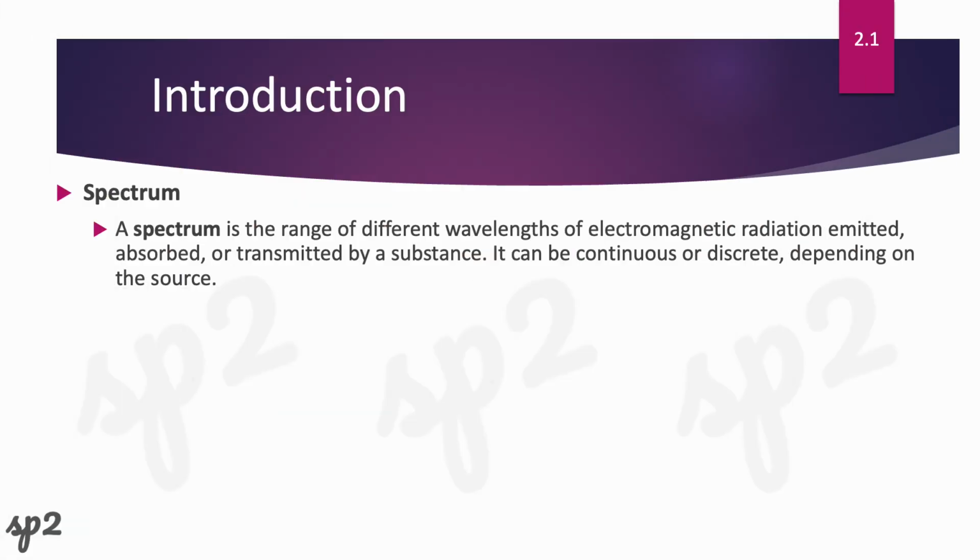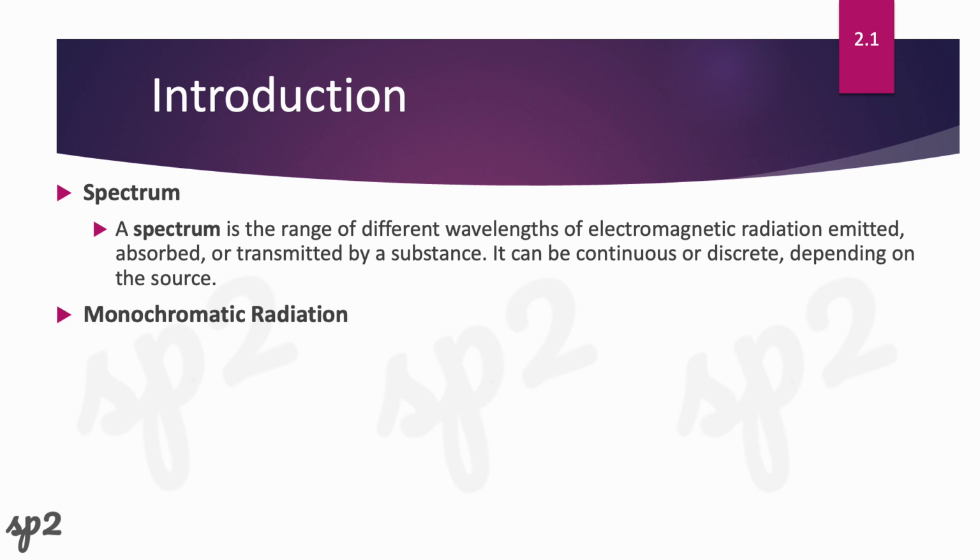Okay, so in the discussion of light and electromagnetic radiation, there are a few vocabulary terms that we just need to know. Starting with spectrum, which is the range of different wavelengths of your electromagnetic radiation. It can be emitted, absorbed, or transmitted, and it has to be by a specific substance. Now, you can have your spectrum as a continuous one or maybe discrete, depending on the source, and we're going to be looking at them in just a moment.